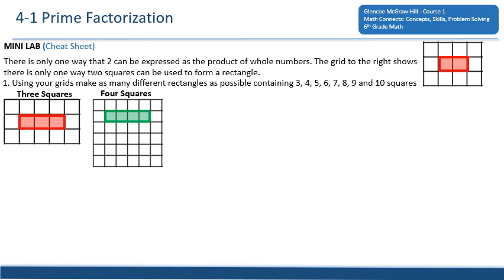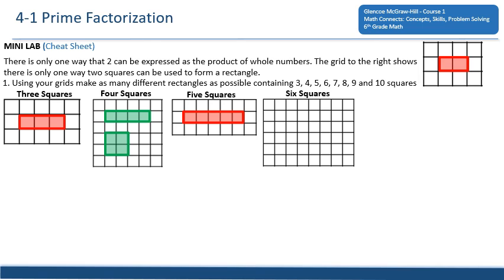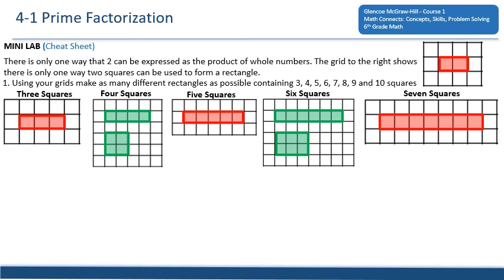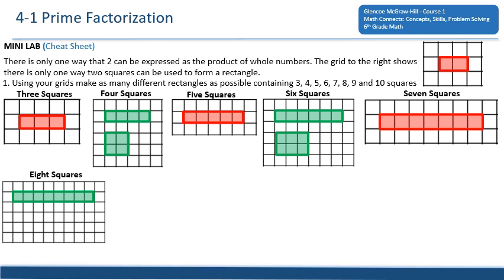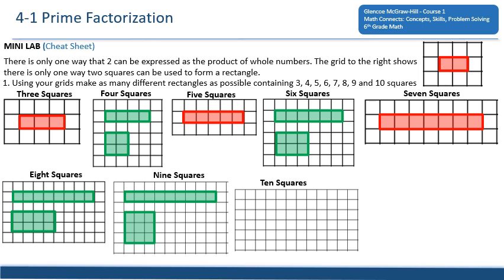For 4 squares, we have 1 by 4 and 2 by 2. For 5 squares, we have 1 by 5. For 6 squares, we have 1 by 6 and 2 by 3. For 7 squares, we have 1 by 7. For 8 squares, 1 by 8, 2 by 4. 9 squares, 1 by 9, 3 by 3. 10 squares, 1 by 10, and 2 by 5.